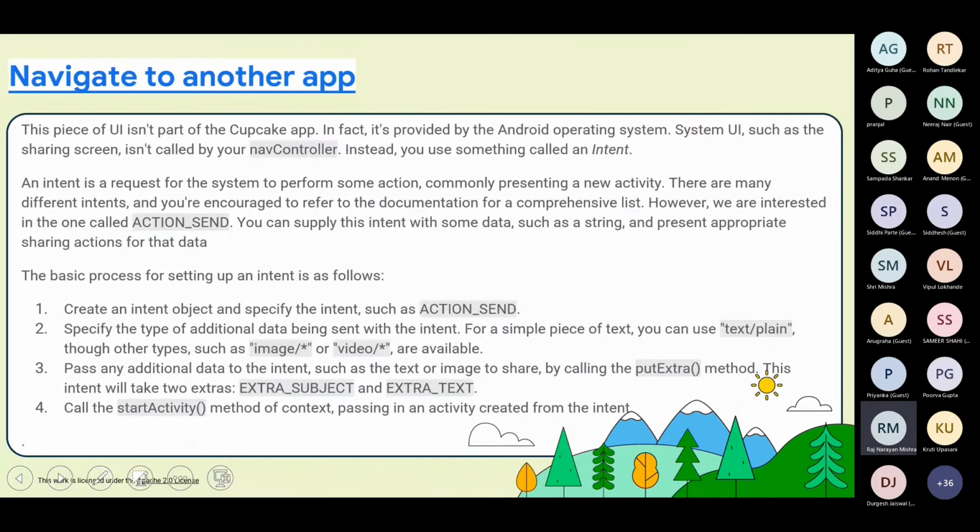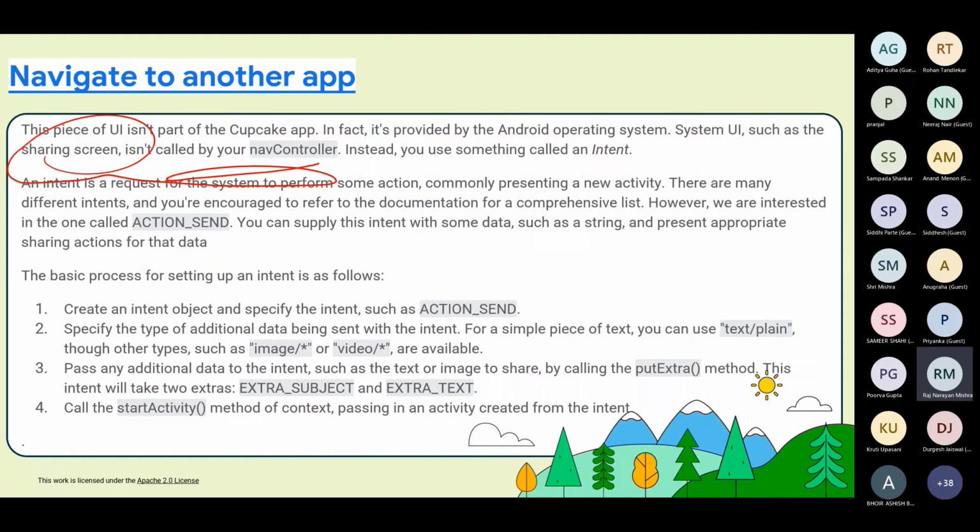Now, how are you going to navigate to another app? The nav host is only used when you have multiple screens within an app, like a homepage. As Instagram has a homepage, chat section, your post section, your reels. In this case, we are navigating to another app. This piece of UI isn't a part of the cupcake app. Now the system UI, such as the sharing screen, isn't called by your nav controller. It is something called an intent. And an intent is a request for the system to perform some action.